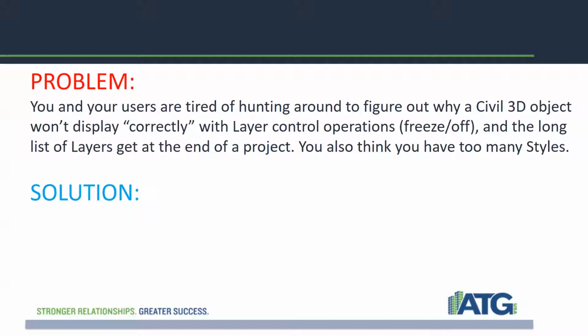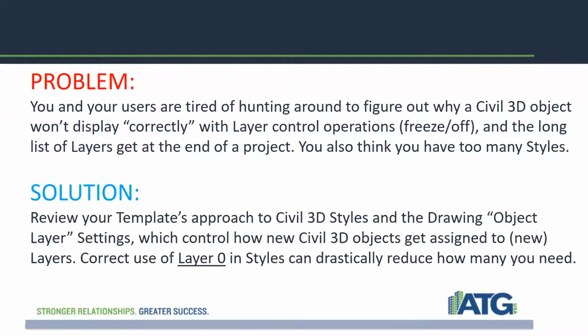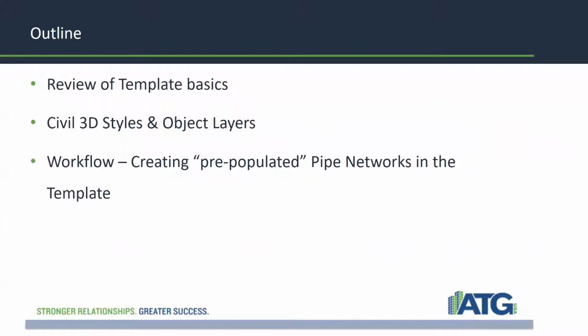And what I'm going to talk to you about today is solving that by reviewing the approach that your template is taking to using Civil 3D styles and the drawing object layer settings. These control how new Civil 3D objects get assigned to layers, or whether or not a new layer is created when a new object is created. We're also going to look into using layer 0 inside of our styles, and this is going to give us the ability to reduce how many styles we need. And how we're going to execute that today is by creating a pre-populated pipe network inside our template.